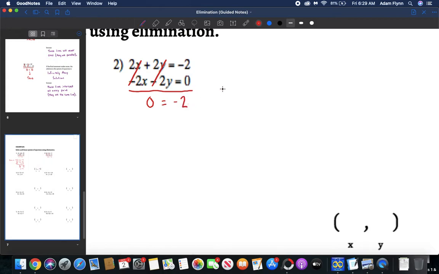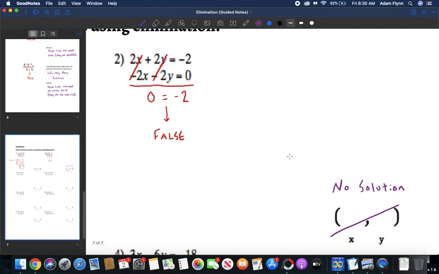So my goal was to solve for a variable. That's not possible here because I've got no variable left. So I will evaluate my final statement here. Okay, and 0 equals negative 2, that is false. They are not the same number. So because this is false, I'm not going to have a coordinate as my final answer. My final answer is going to be no solution. Okay, that was a quick and easy one. Let's go down to number 3.